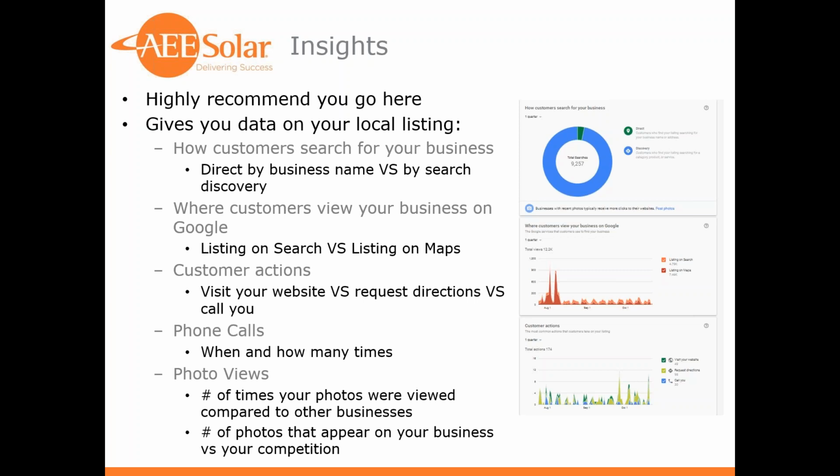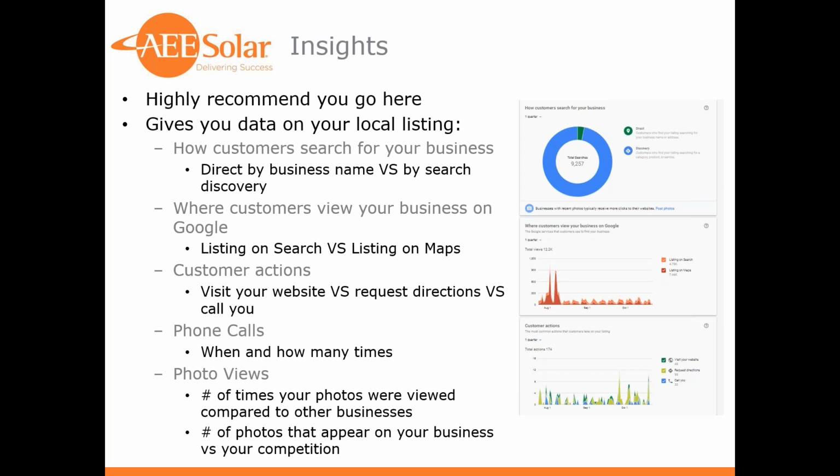So the first one, you can see in blue, is how customers search for your business. You can see if it's direct by your business name or if they're actually doing a search for, let's say, solar installer and finding you that way. In the vast majority of cases, you'll probably find that most are by search, which is what you see for our site, where most of ours are actually by search discovery. Where customers view your business on Google is another report, which is the second box to the right. And that will give you a nice view of your Google listing on search versus listing on maps.